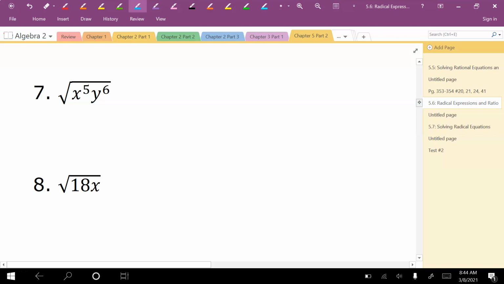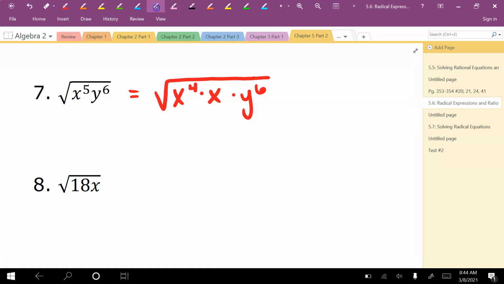If we look at the last one on this front page, we have x to the 5th, y to the 6th. This is a regular square root, which means I need to get these numbers so that they're divisible by 2. Is 5 divisible by 2? No. So what should I do to my x? Take 1 off. So I'm going to rewrite it as x to the 4th times x. Now for my y, is 6 divisible by 2? Yeah, so I don't need to change anything about the y. I'm going to just leave that at y to the 6th power.